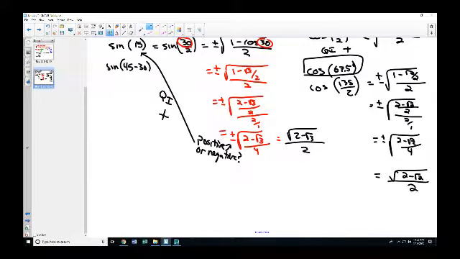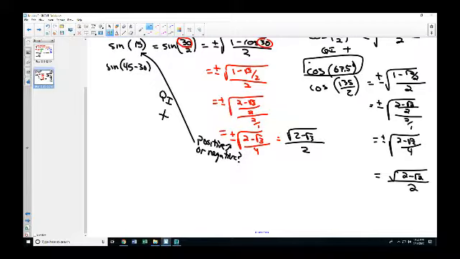Yeah, that's the big thing you have to be cautious about. You're not evaluating for 135. You want your final answer to represent this angle here. You're using 135 to find that out, but this has to be what your positive answer is.